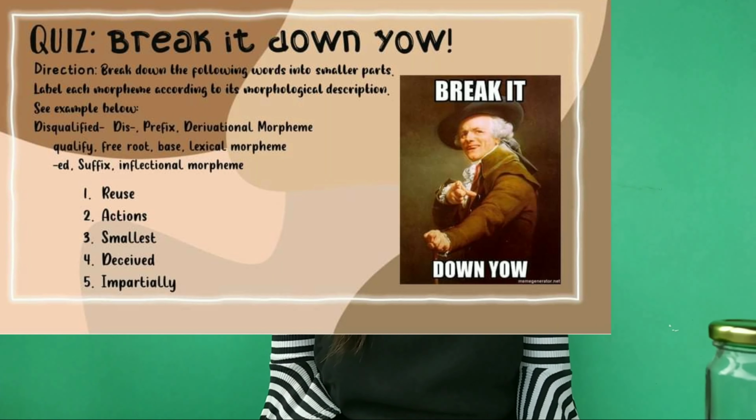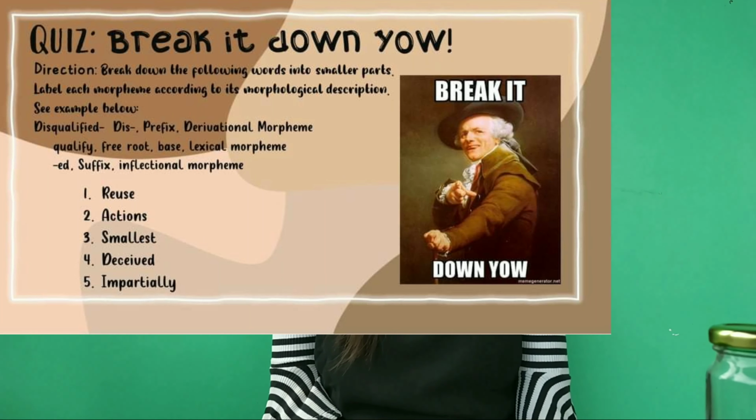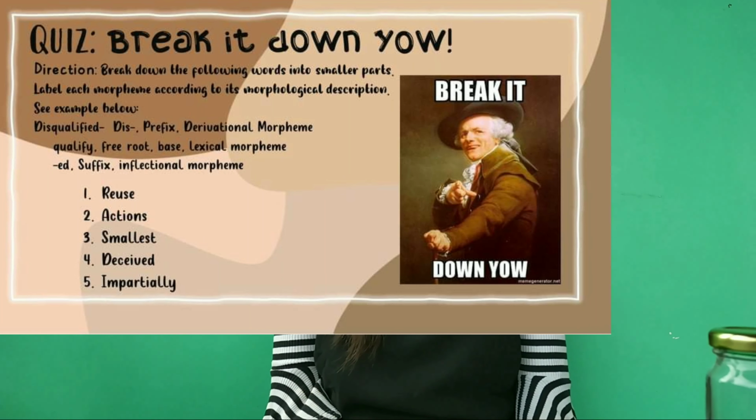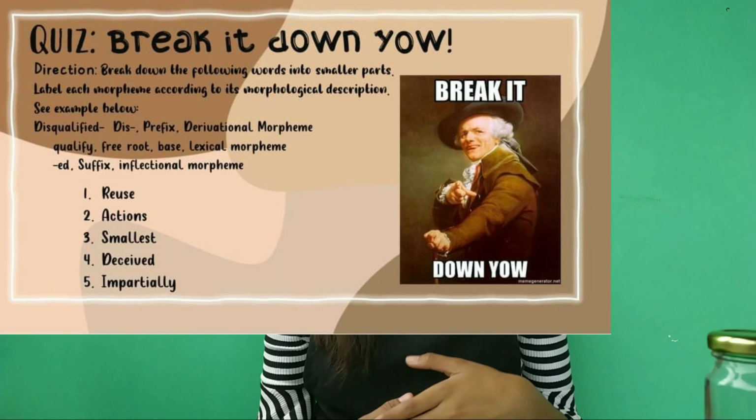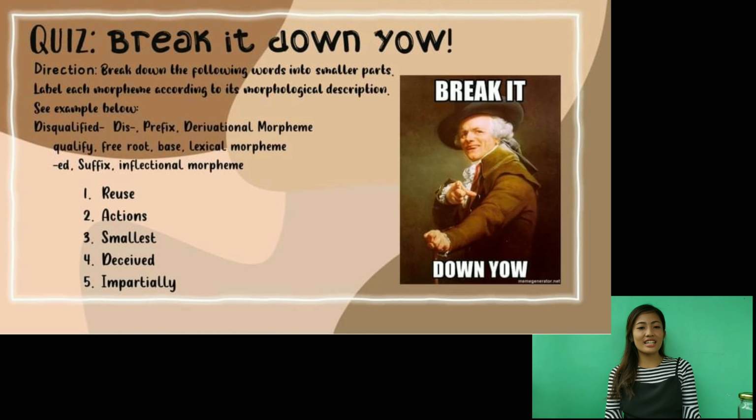Since we're done for today's lesson, as I can see, I think everyone really understood my discussion. I am giving you a quiz entitled Break It Down, Yo. The direction is you have to break down the following words into smaller parts, and label each morpheme according to its morphological description. See the example below on how to answer the quiz. The example is disqualified. You are going to break down the word into smaller parts and put its meaning or its description below or beside it.